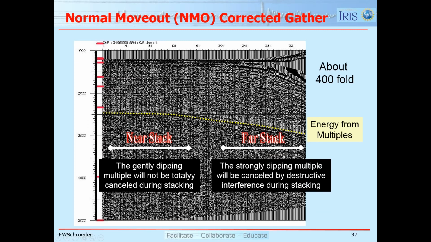However, if we do a far angle stack, we have more inclination on the dipping multiple energy, and that would be more effectively removed. So when we talk about a partial stack, we may still have a lot of multiples in the near stack section. We would not have as many multiples in the far stack section. And if we do a full stack and we take all of this energy, then this yellow event would get canceled out through the summation.